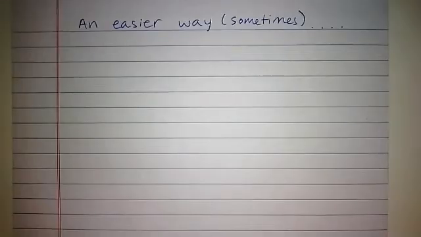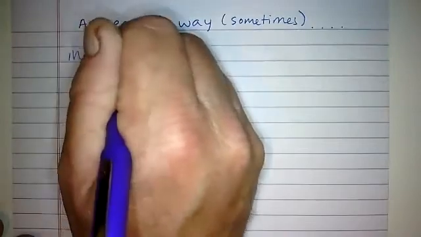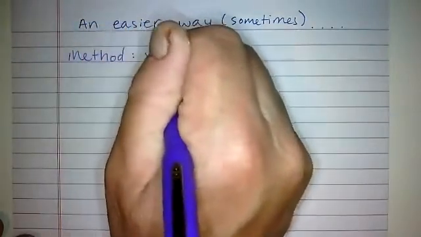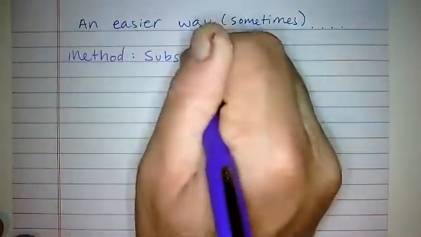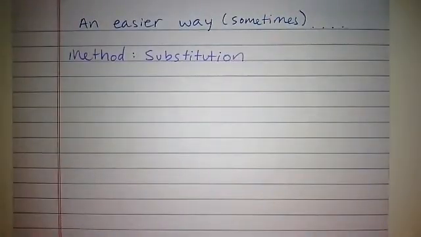Okay, legends. We just learned about how we could solve an equation using the equal values method. But what I'm telling you is that there is sometimes an easier way to do things. And in this case, that easier method that I'm going to show you right now is called substitution. All right, so my cheat in this case is called substitution.